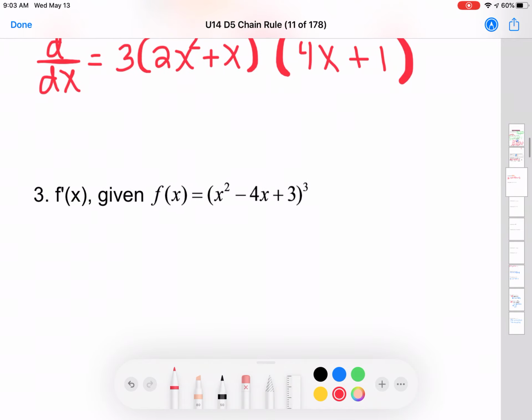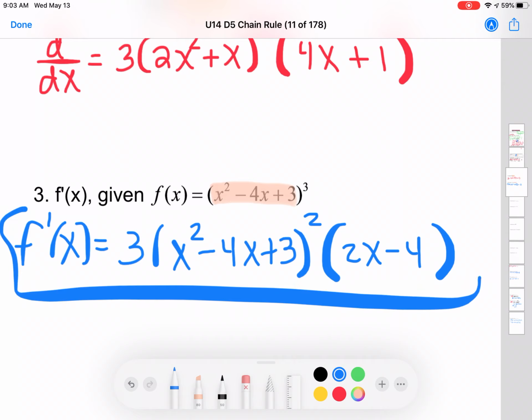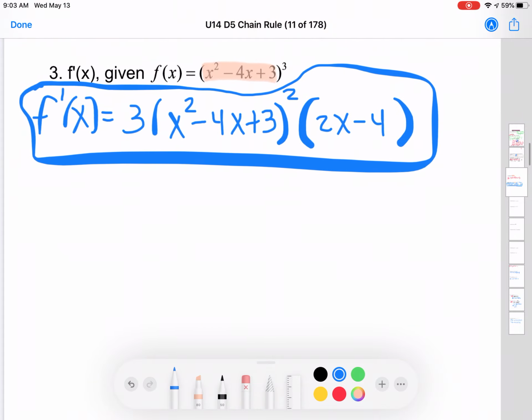Let's find the derivative of this guy. So derivative of the outside, power rule, 3 times x squared minus 4x plus 3, decrease the power by 1. And now let's take the derivative of the inside. 2x minus 4, and derivative of a constant, remember, is 0. Okay, and again, I'll let you leave it like this, unless it said simplest form, but generally you can leave it like this.